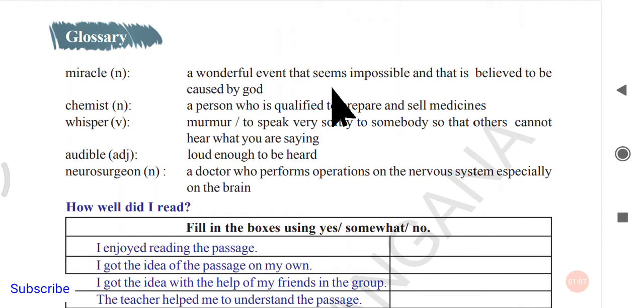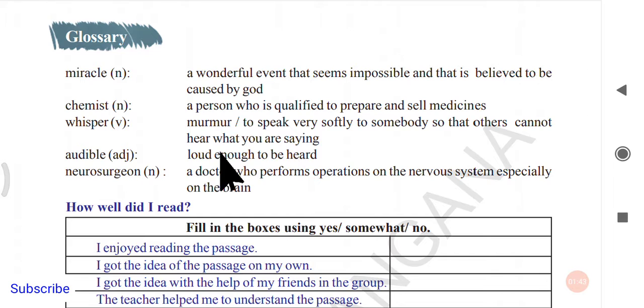We say that if anything is a surprising or superhuman thing which humans cannot do, we usually call it a miracle. Okay, next, chemist: a person who is qualified to prepare and sell medicines. Next, whisper, murmur: to speak very softly to somebody so that others cannot hear what you are saying. Usually in the classrooms students speak to each other when the teacher is there, with a very soft, low voice. That is called whispering.